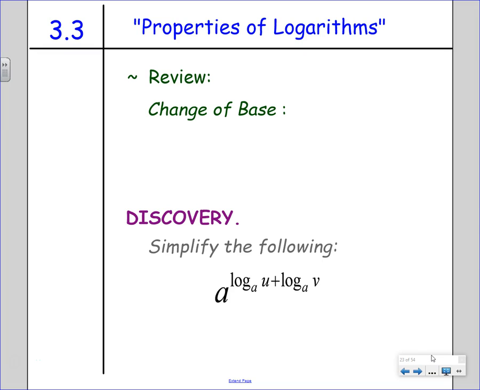I am writing down really quickly the change of base formula, just to remind you guys: if you have a log of a certain base, you can change it to a different base. You take the log of the old argument, using the new log, over the log of the old base.